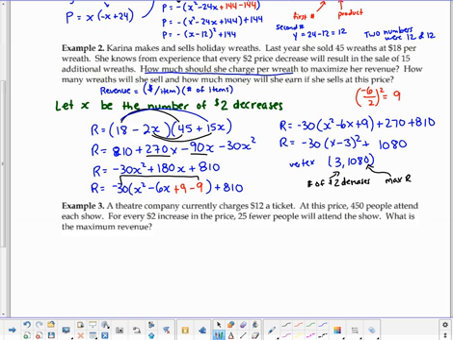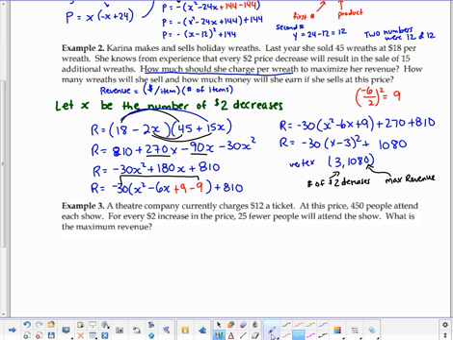Because our equation was x versus revenue, right? We are relating revenue and the number of decreases. So when it asks you, this is where we made those equations right off the bat.